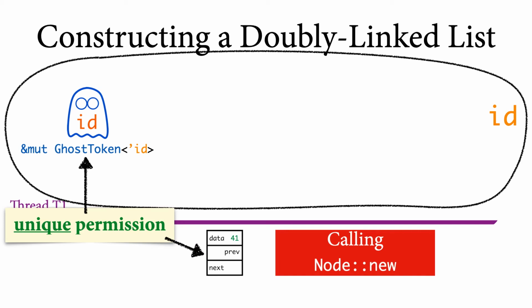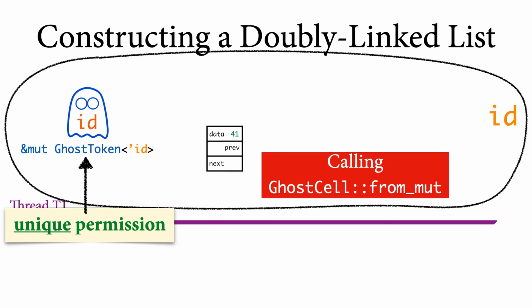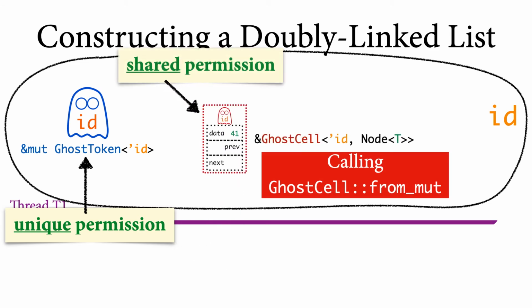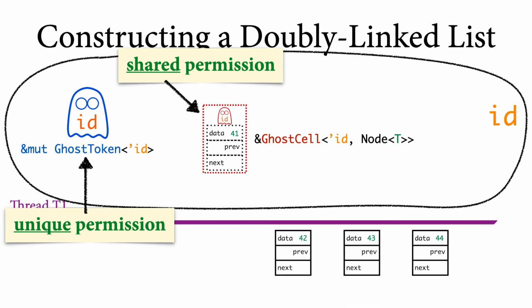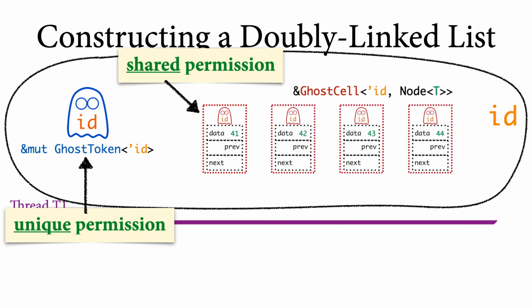And then if we want to put this node under the control of the ghost token, we can use the fromMut method from the GhostCell API to wrap this node with a GhostCell with brand ID, the same brand as the ghost token. And that means we'll be able to mutate this node given only a shared reference to the GhostCell, so long as we control the ghost token. We can do the same thing with the rest of the nodes in the list. We can allocate them and then wrap them with GhostCells at the brand ID.